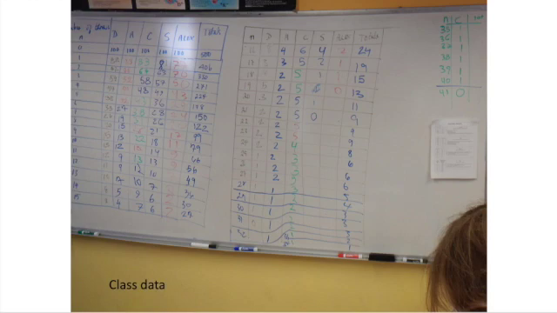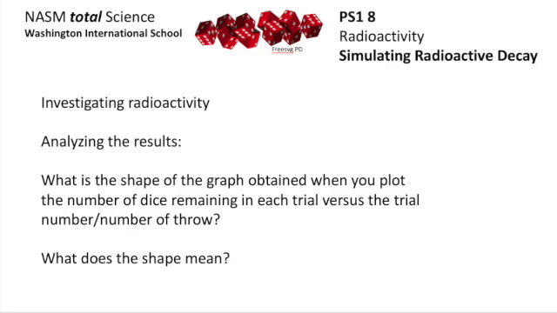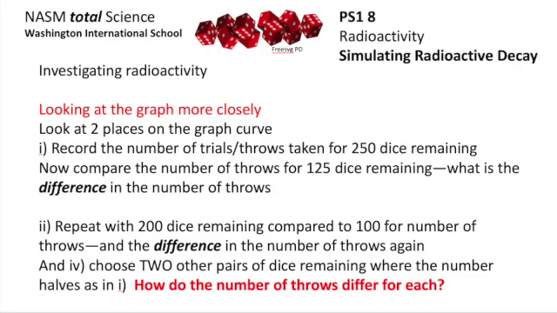Slightly easier maybe to see the tables that are there. So what's the shape of the graph that you obtained? And what does the shape mean? What's it telling you about the number of ones that you had, the remaining dice, versus the number of throws that you've had? So we're going to look at that data a little more closely to analyze it further.